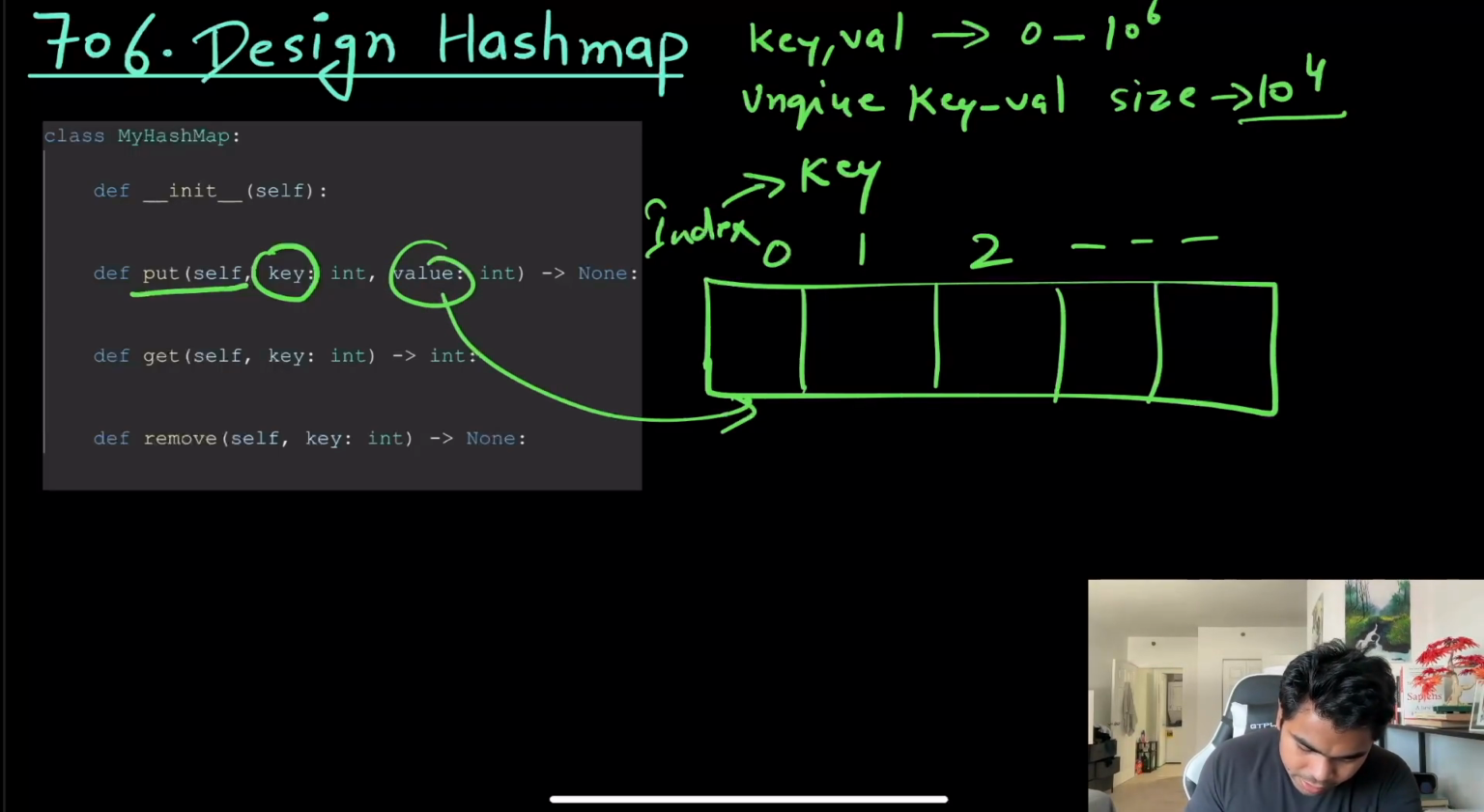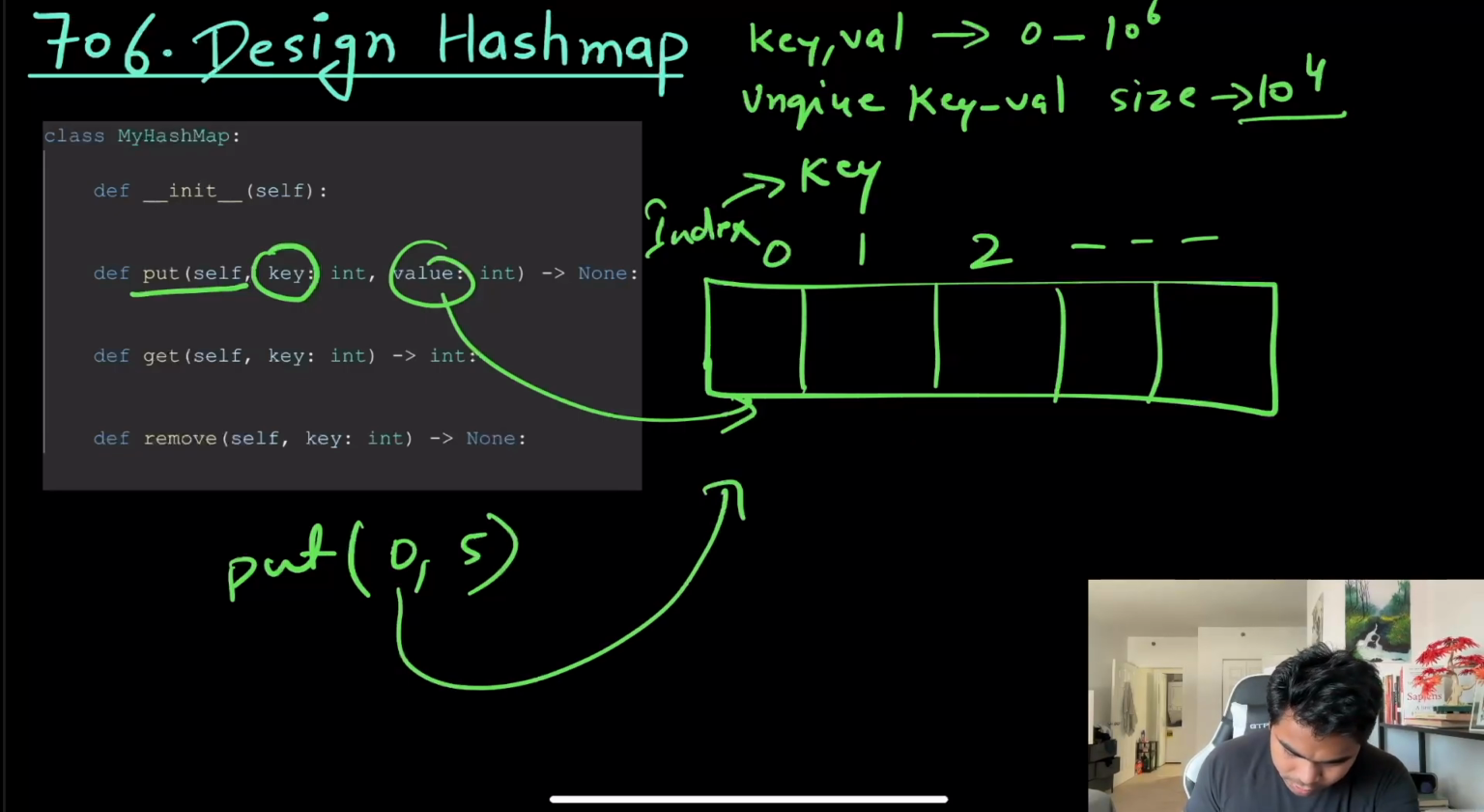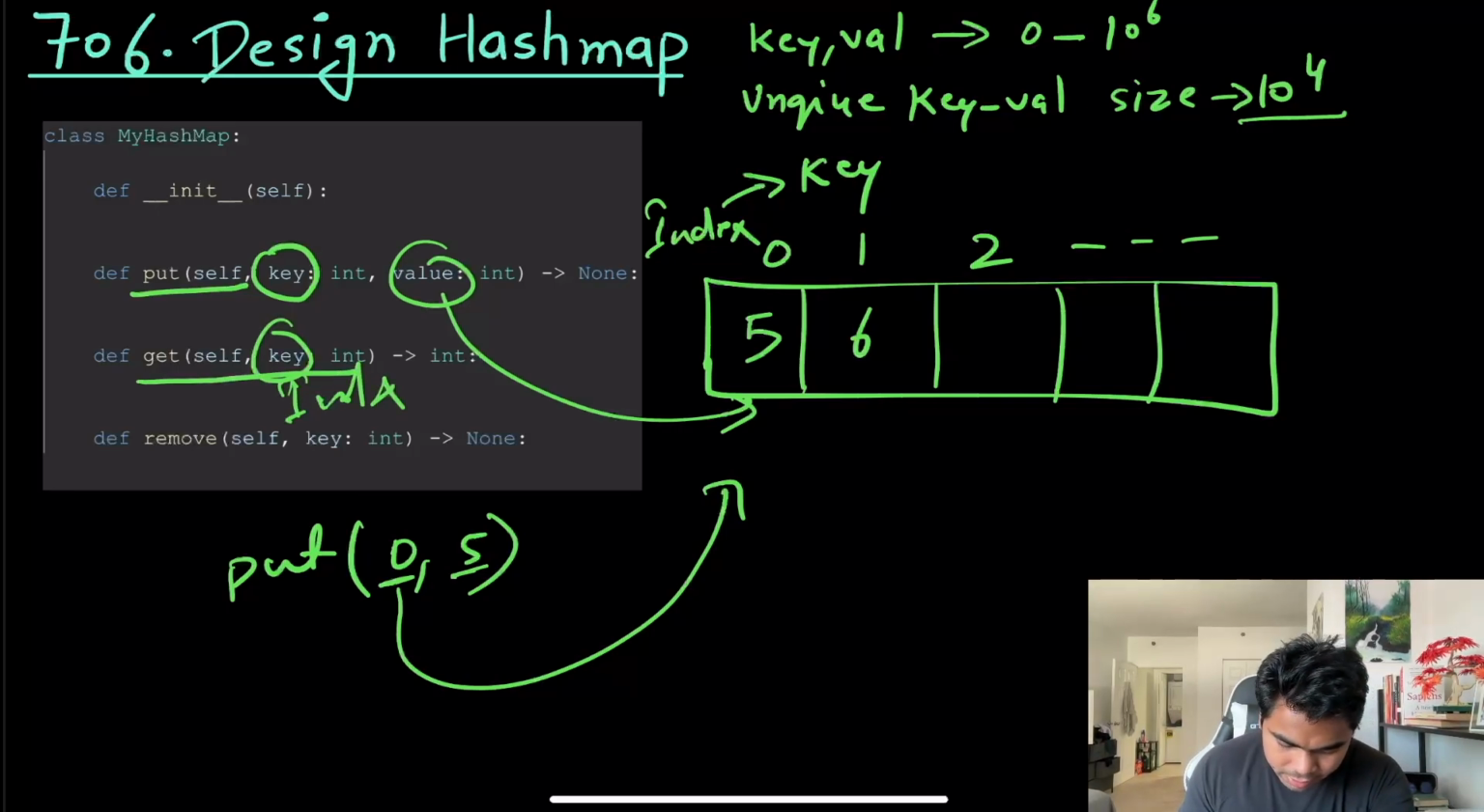So if, let's say, I was given put 0 and 5, this key right here, index 0, would be the index, and then I can put 5 right here. In the same way I can put more values here, let's say 6. Then to get the values, they will give us a key, meaning an index, and then we can access using that key as an index and get this value. Let's say at 2 we stored 8, so we can get this. And the same goes for removing.